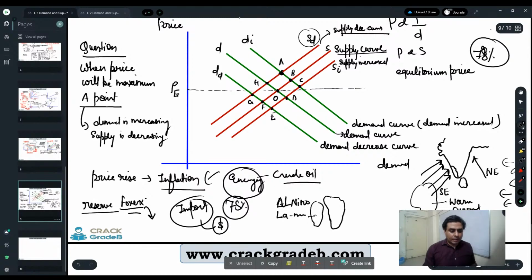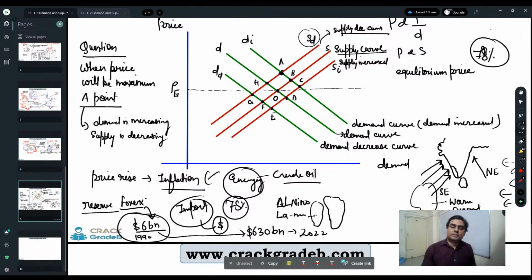And then finally what happened? India was left with $6 billion. Just imagine now, India's present foreign reserve is around $630 billion. This is today's reserve. And in 1990, this happened. We were left with only $6 billion. Then we opened our economy as per the terms and conditions dictated by whom? IMF and World Bank. Right.